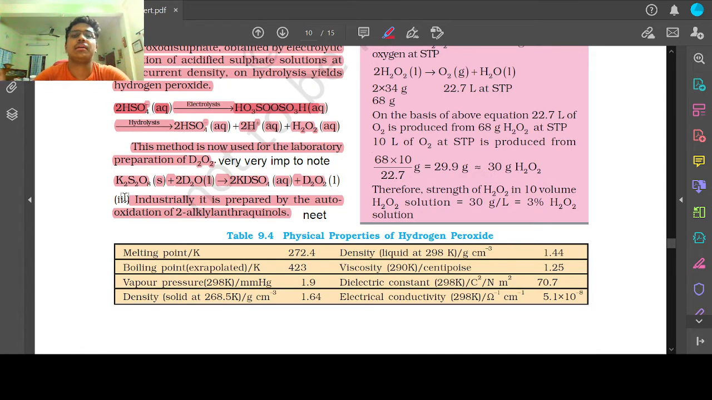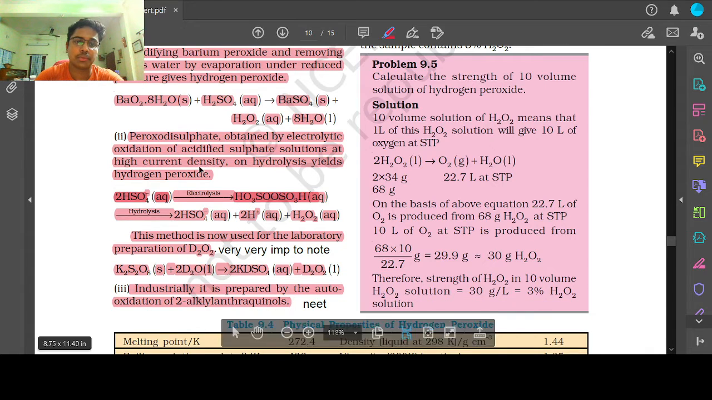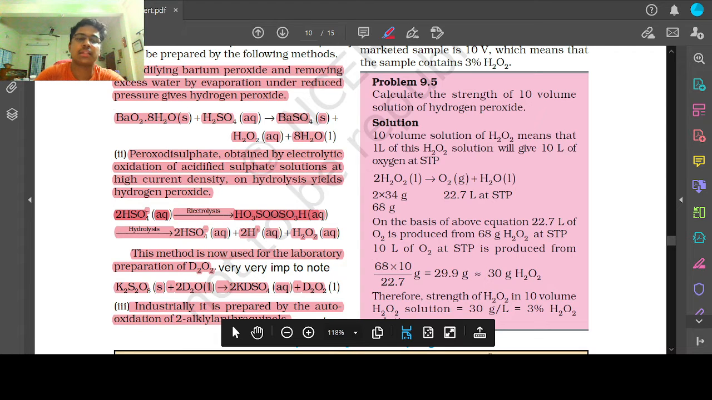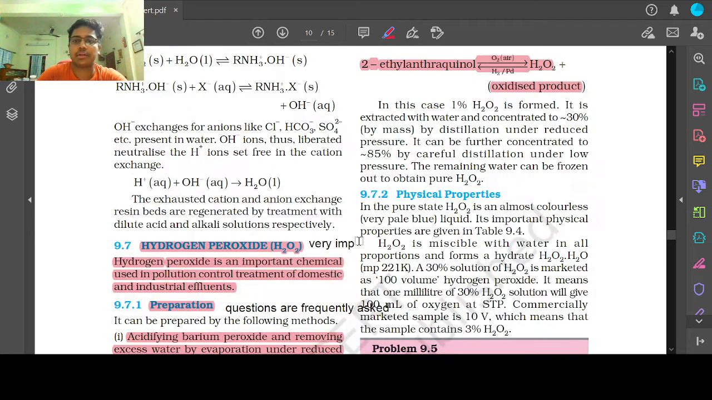A question comes in NEET every year: state the industrial method of preparation of H2O2, or hydrogen peroxide. Many students confuse this number 3 point with number 1 point. The NTA generally gives both these points as options, and students generally make a mistake here and mark the first point, which is not the correct one. The industrial method of preparation is by auto-oxidation of 2-ethylanthraquinol. This is very important.